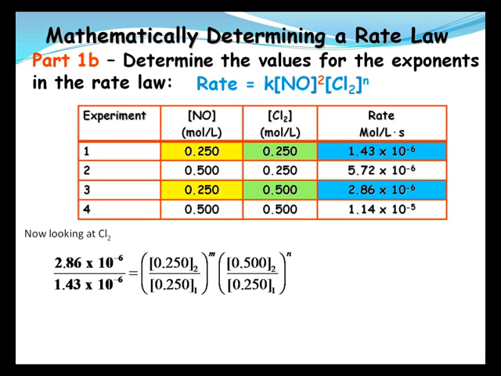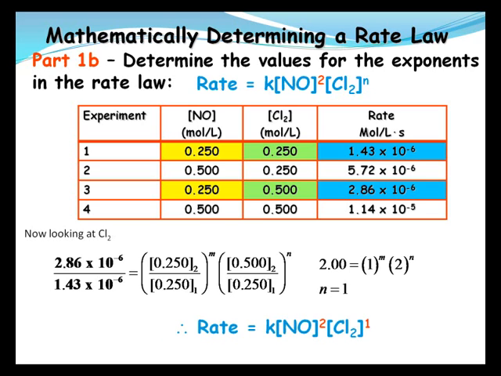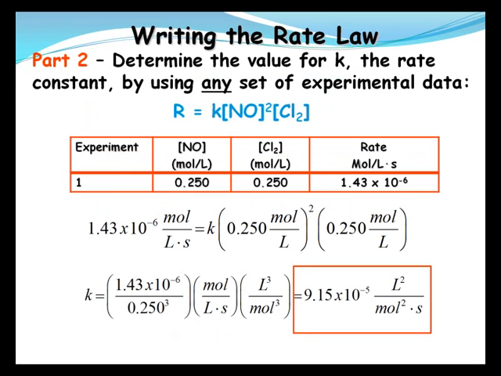But mathematically, looking at the chlorine only, you'll notice that we have 2.86 × 10^-6 over 1.43 × 10^-6 equals. And in solving it, we just determine that 2 is equal to 2 to the n, so n is equal to 1. And so we can come up with the rate law, k[NO]^2[Cl2] to the first power, and then you go ahead and solve for the rate constant k the exact same way.